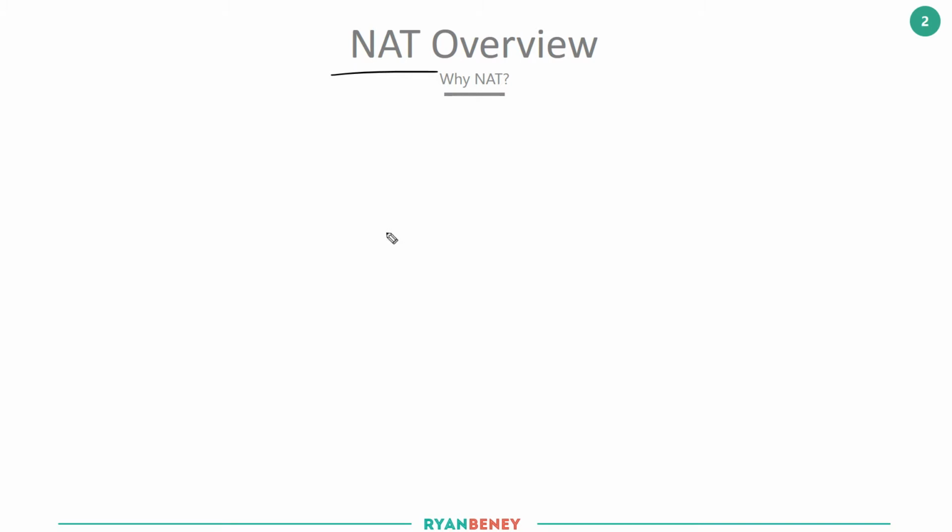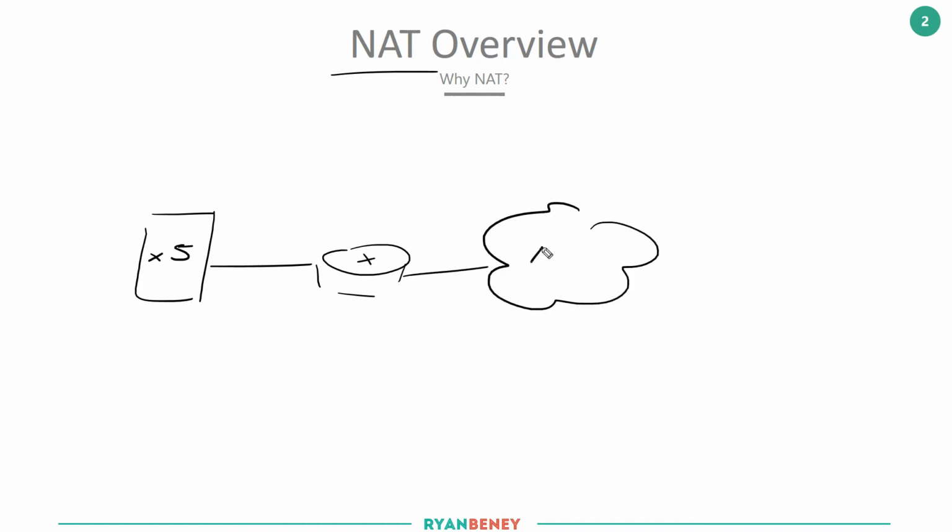So NAT, Network Address Translation. Why NAT? The main driver behind NAT was one simple goal. It was to conserve and to slow down the use of public address space. Now, previously, what we would normally have had is a building. Let's say we had 5 devices in that building. That building would connect to a router that would give them some sort of internet connectivity.